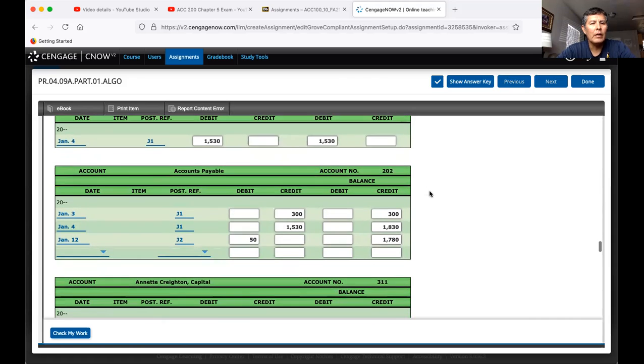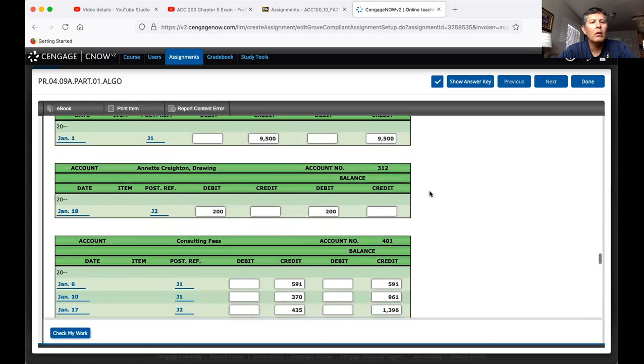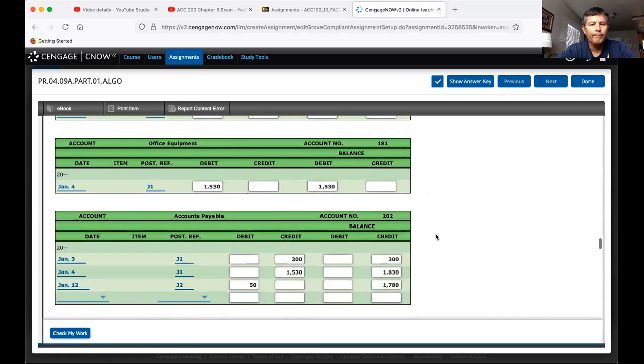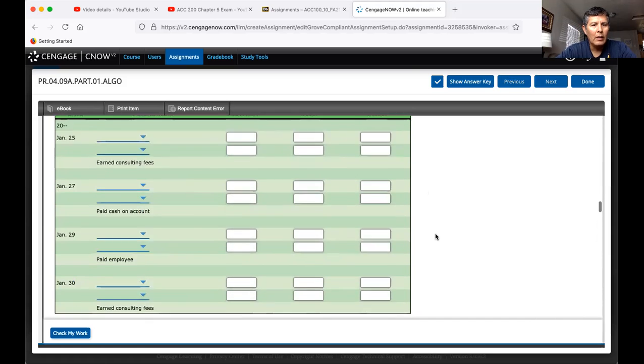Now we have to go to our advertising expense account. Advertising expense. Here we go. The 20th, this is still J2. Okay, we debited 22, so the balance is going to be 22 here. Okay, all right, we're getting there, but it's taking some time.